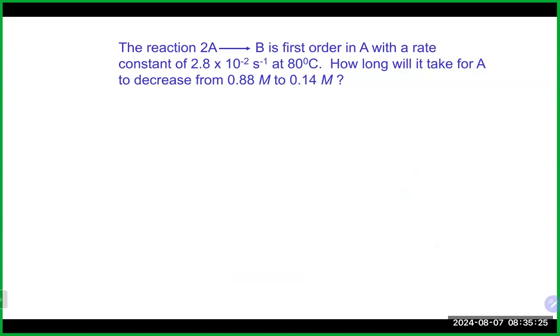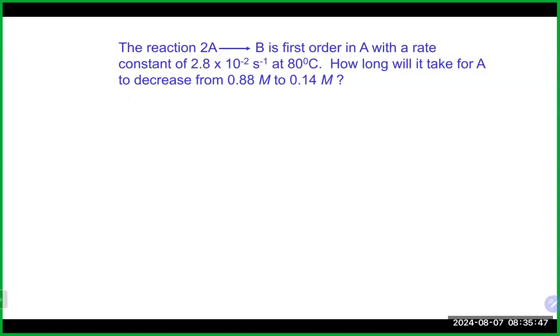So for example, just to show you how to use this equation, since you might see it again, the reaction of 2A goes to B is first order. It has a rate constant of 2.8 times 10 to the minus 2 reciprocal seconds at 80 degrees Celsius. We want to know how long will it take for A to decrease from 0.88 to 0.14 molar.